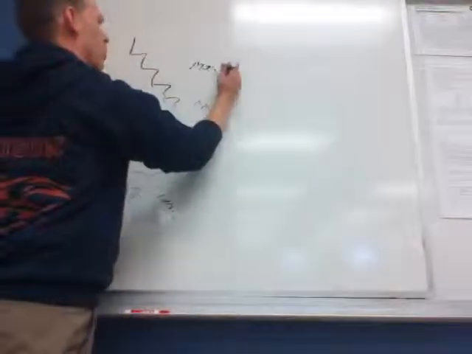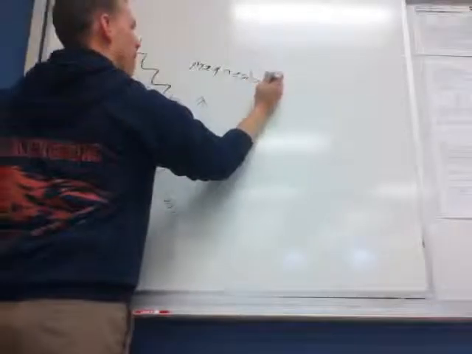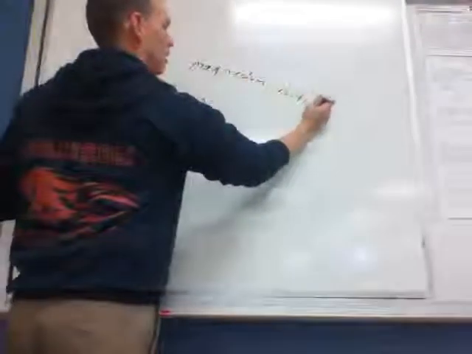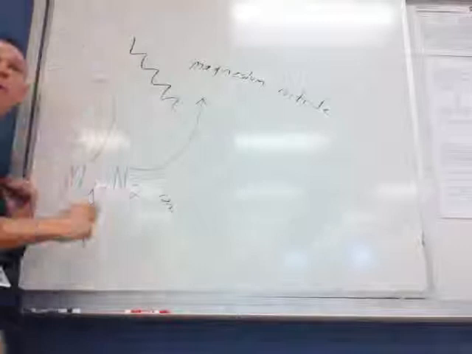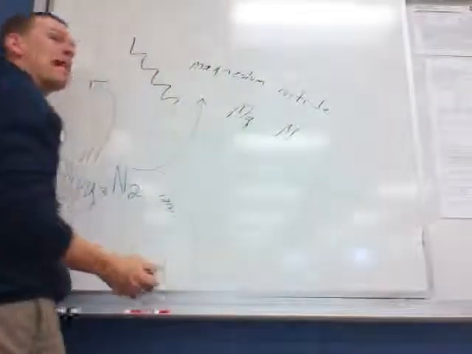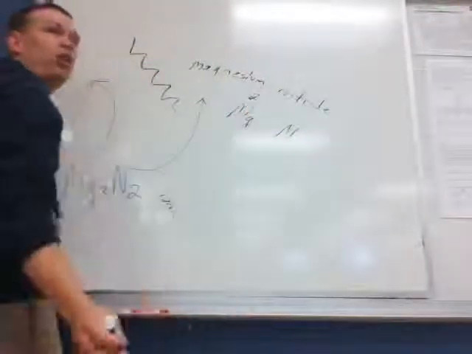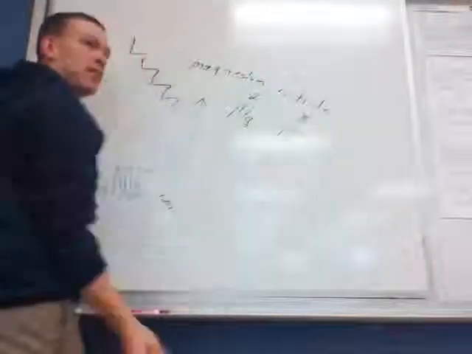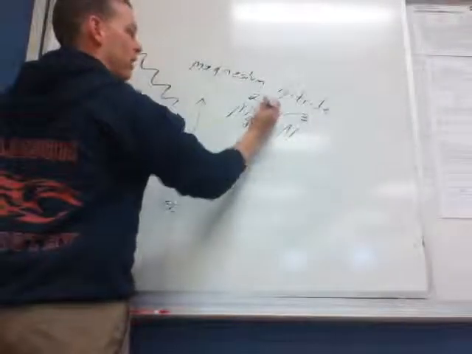I'll write it down. I see some of y'all want to. Magnesium nitride. Why does his formula look like that? Well, because magnesium is Mg, nitride is N, magnesium has an oxidation state of 2, nitrogen has an oxidation state of 3, they're different, so we crisscross, and it forms this.